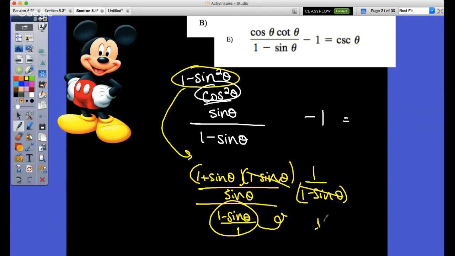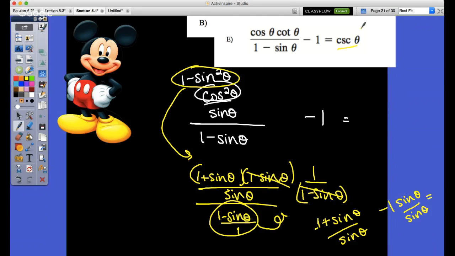just show it to you, 1 plus sine theta over sine theta minus 1, multiply top and bottom by sine to get a common denominator, 1 plus sine minus sine right here. The signs would cancel, giving me 1 over sine, which is cosecant.